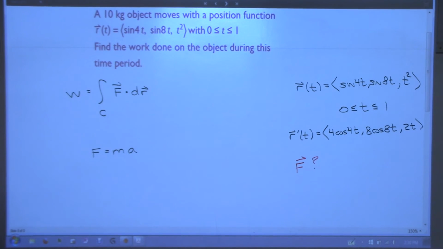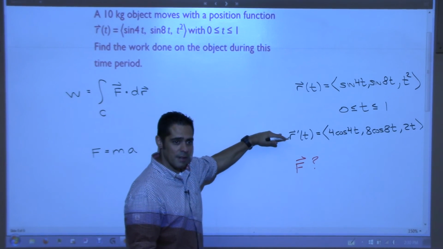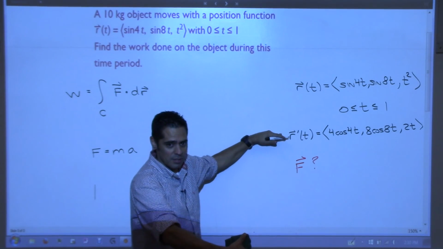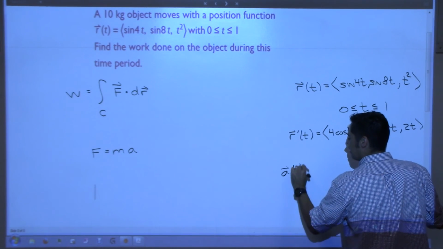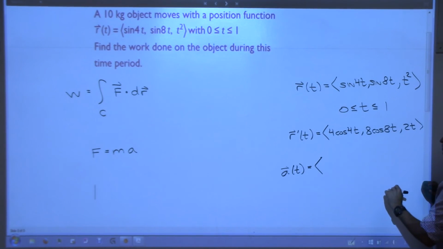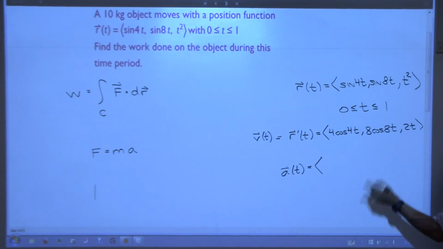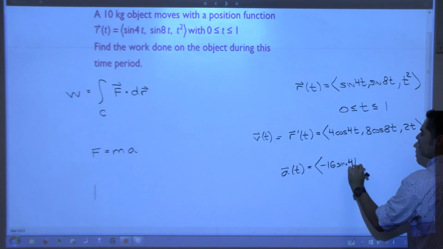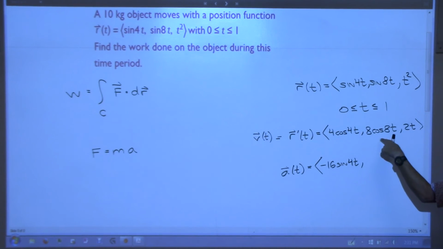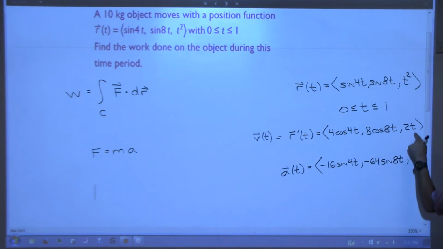So we take the second derivative. If this is your position function, the first derivative is your velocity function, the second derivative is your acceleration function. So I take the second derivative and I get negative 16 sine 4t. And then I do the derivative of this and I get negative 64 sine 8t. And then the derivative of this I get 2. That's your acceleration function.